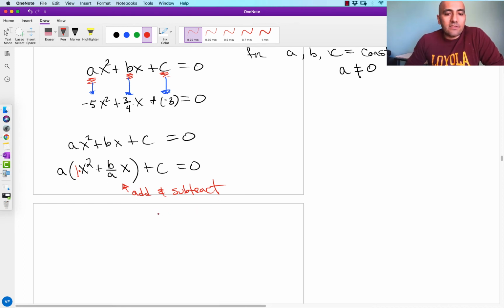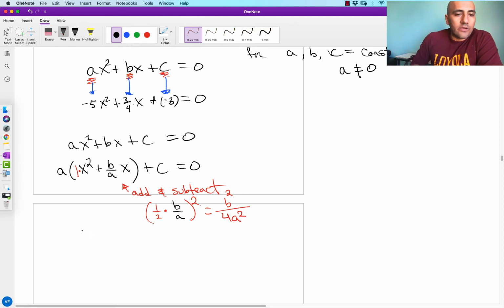So add and subtract 1/2 times b over a, and then all of that gets squared. That's going to be the perfect thing to add and subtract. So that's going to be equal to b squared over 4a squared. That's the perfect thing to add and subtract to guarantee that this is a perfect square trinomial.